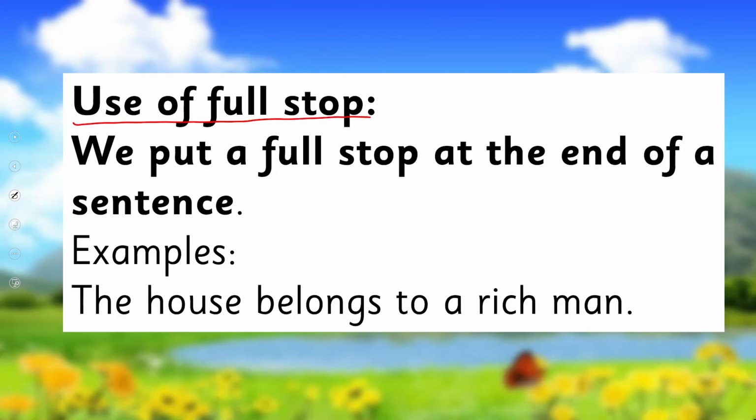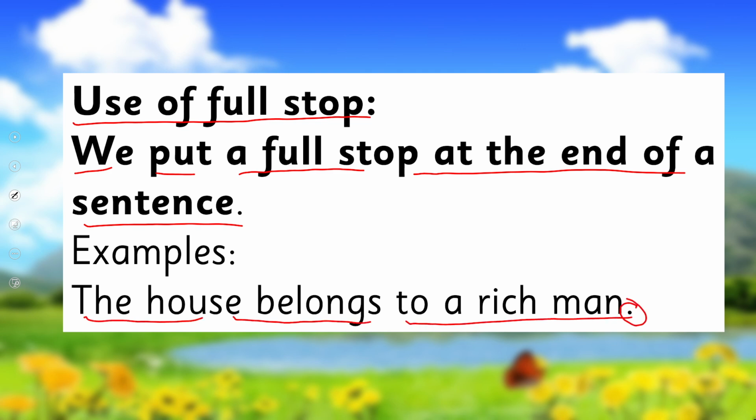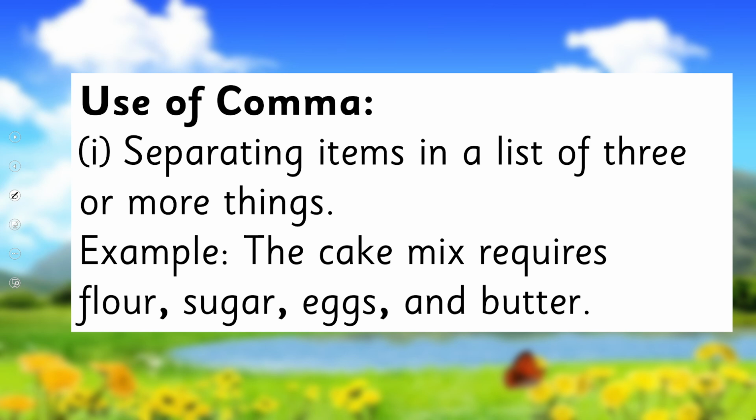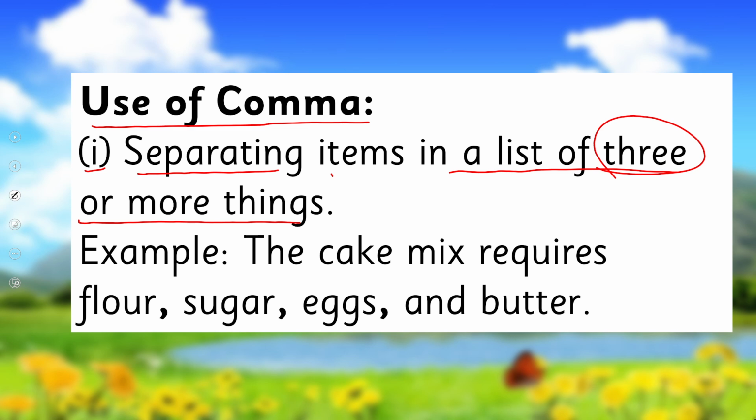We use a full stop. We put a full stop at the end of a sentence, and its example is: The house belongs to a rich man. This full stop is telling that the sentence ends over here. We use commas, number 1, for separating items in a list of 3 or more things. If we are going to make a list and there are 3 or more things, we'll separate them by putting a comma. Its example is: The cake mix requires flour, sugar, eggs, and butter. All right, so it's a list of things. That's why we have to separate them by putting commas.